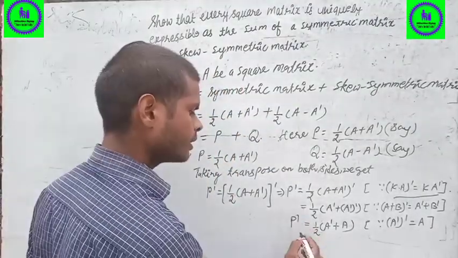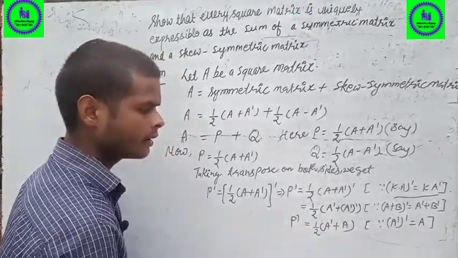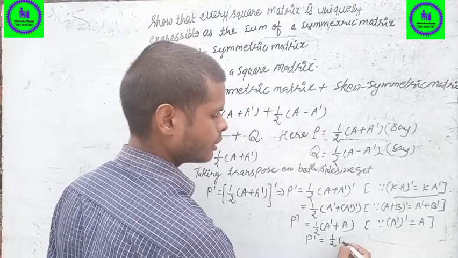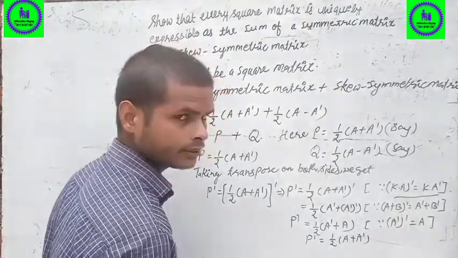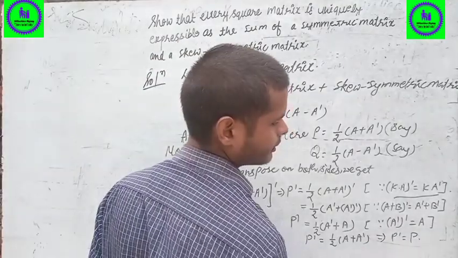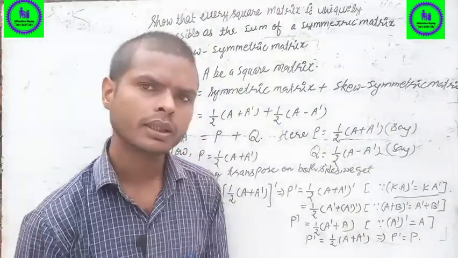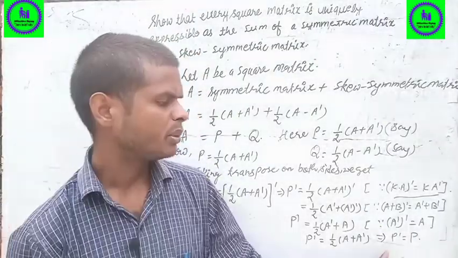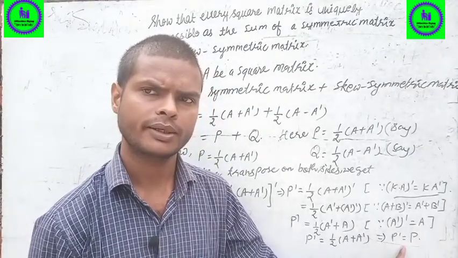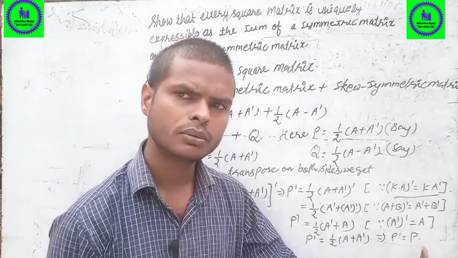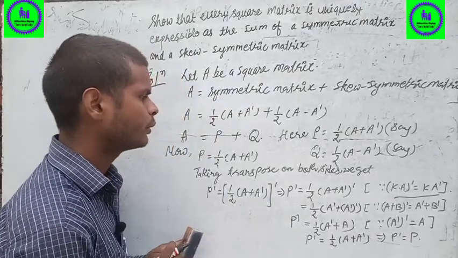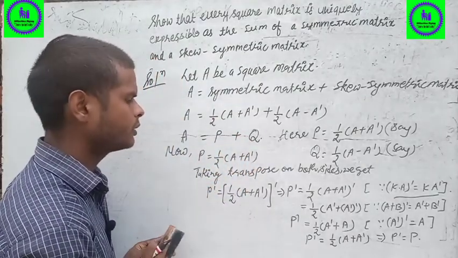here we see this value 1 by 2 (A dash plus A). We know that addition is commutative. So P dash is equal to 1 by 2 (A plus A dash). It means P dash is equal to P. It means P is a symmetric matrix, by the definition of a symmetric matrix, P dash is equal to P. It is clear? Now we have to prove that Q is a skew symmetric matrix.